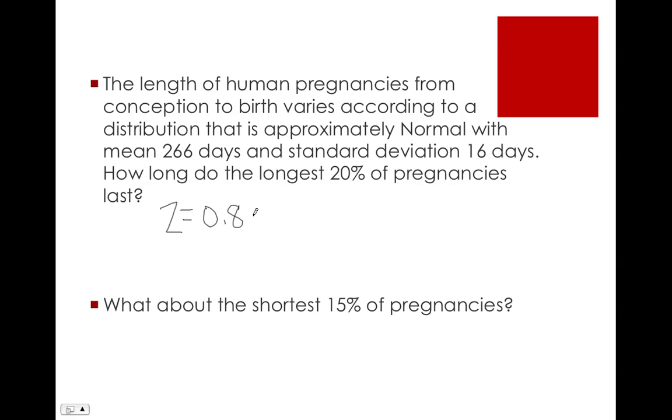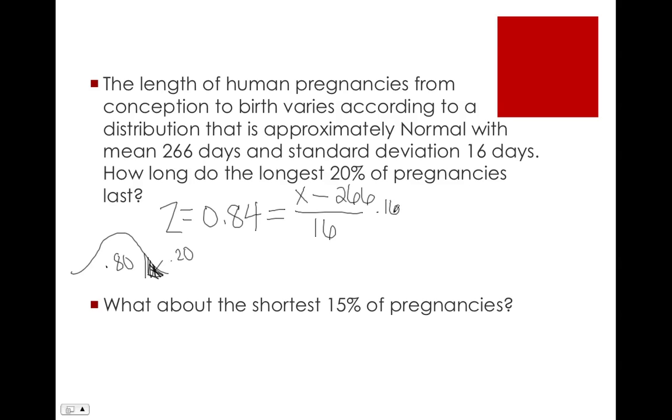Now, unfortunately, when I do this, it keeps making my drawings go away. You really should have the drawing on the page as part of your answer. Okay? Now I need to unstandardize. This is going to equal x minus the mean, 266, over the standard deviation, which is 16. Last thing I need to do is solve for x and write my answer in context.